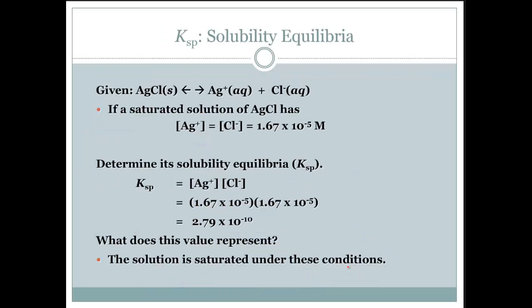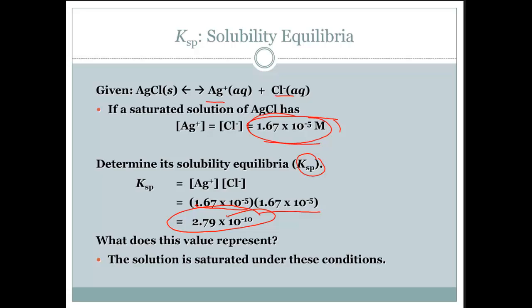So let's do a little bit of an example. You have silver chloride. It breaks down into silver and chlorine. If the saturated solution, in other words the maximum amount it can hold, has a concentration of 1.67 times 10 to the negative 5, you can determine the solubility equilibrium, the KSP, by multiplying those concentrations together. So 1.67 times 10 to the negative 5 times 1.67 times 10 to the negative 5. That gives us the equilibrium constant of 2.79 times 10 to the negative 10.